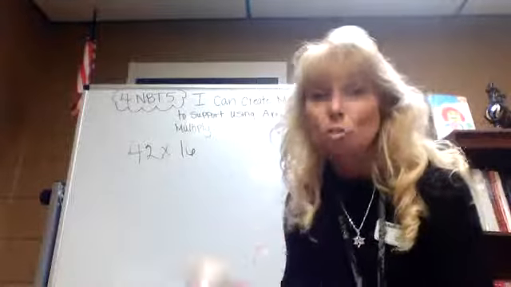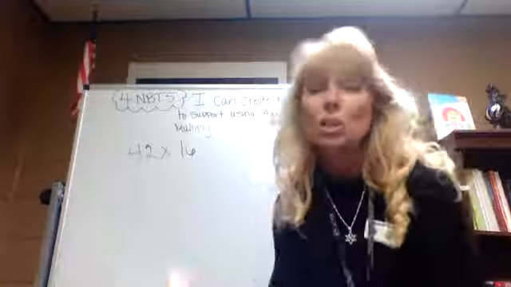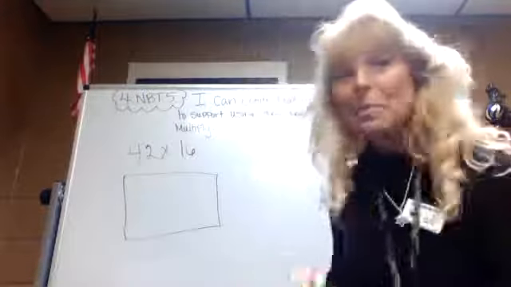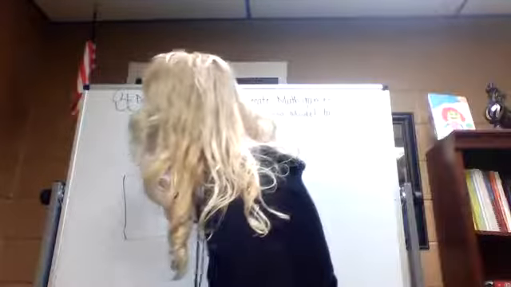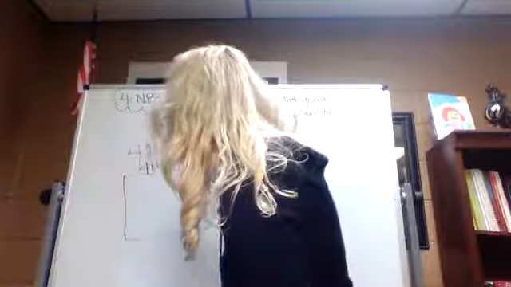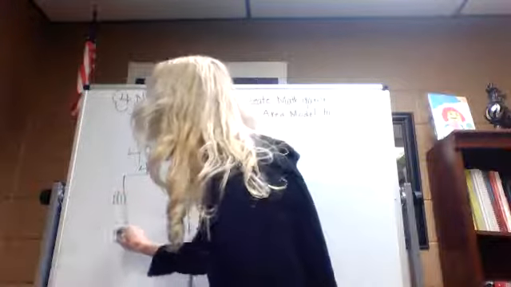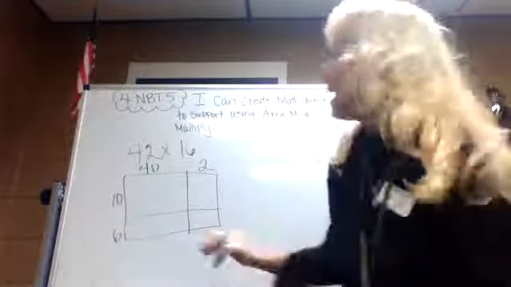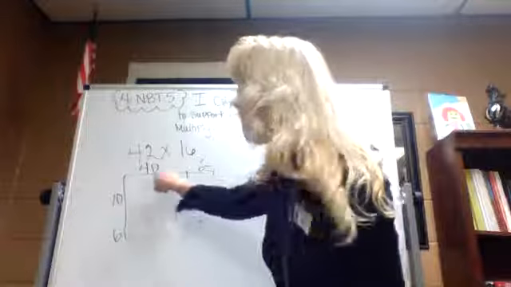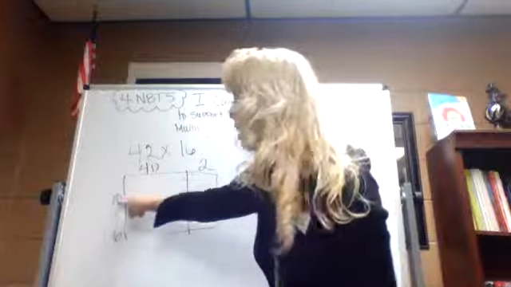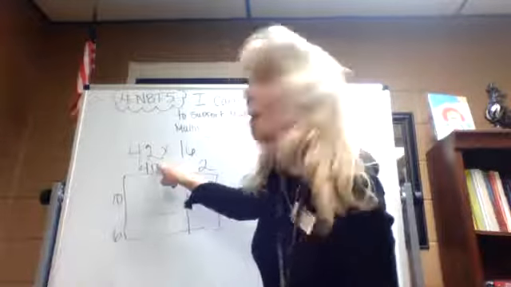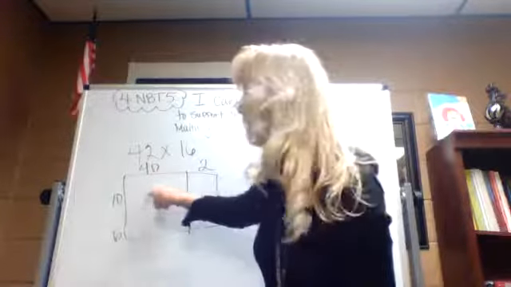And again, we're working on area model as the strategy. It's a pictorial way to do your multiplication. And again, you can go back and review that video from Tuesday. But you basically build 42 and 16. And then you're multiplying the factors that are up top and to the left to get your answers here.